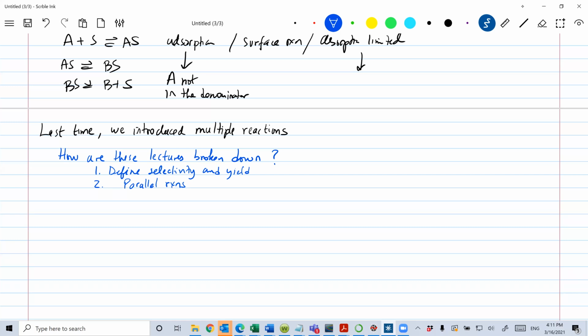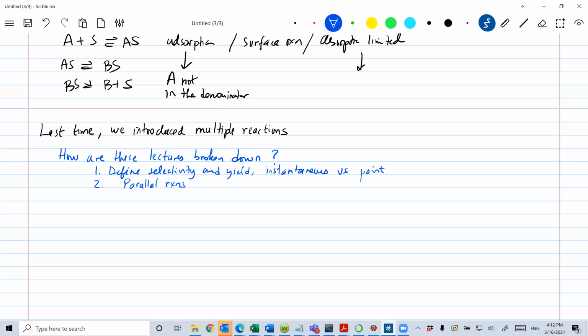So we looked at parallel reactions. The way these lectures are going to work, we do a qualitative thing, right? We say, if you have two parallel reactions and you want to maximize selectivity for your desired product over your undesired product, and we also defined instantaneous versus overall selectivity. We're going to come back to that today, if I think we have time.